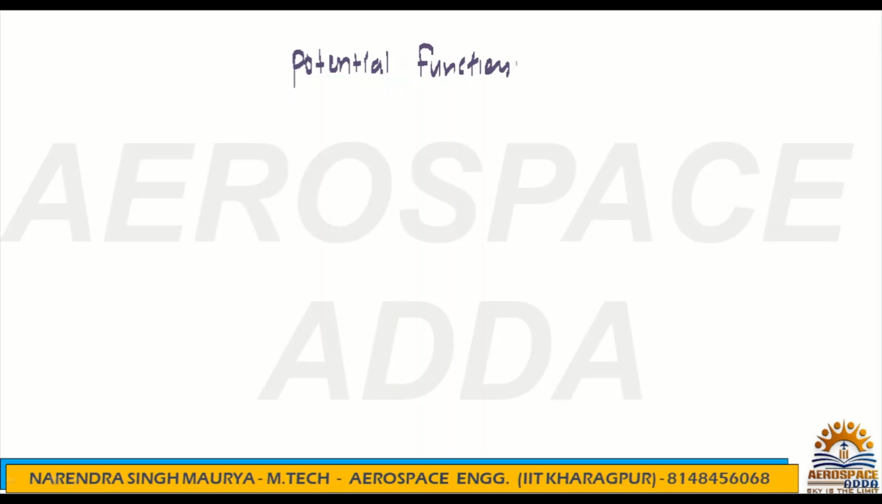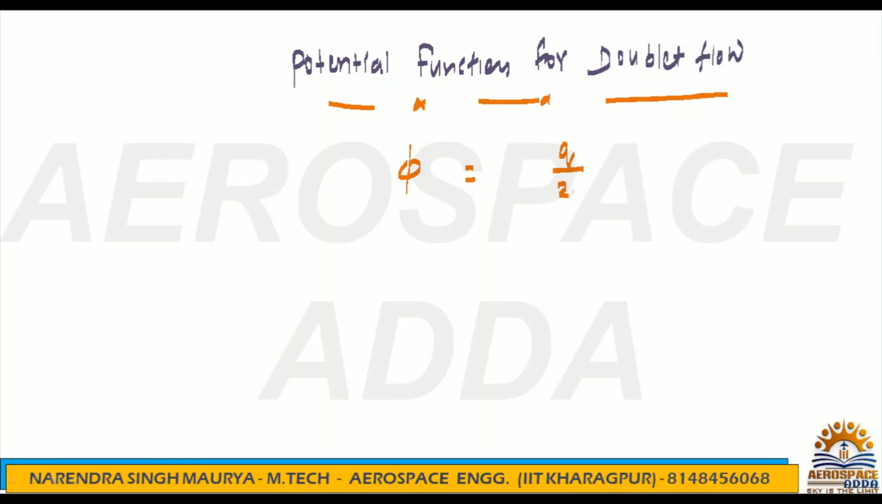Potential function for doublet flow. As I told you, this is the derivation, but directly, just like the stream function I have given, similarly I will write the potential function phi also, and this formula you need to remember. Just like the stream function, it is in terms of q upon 2 pi.